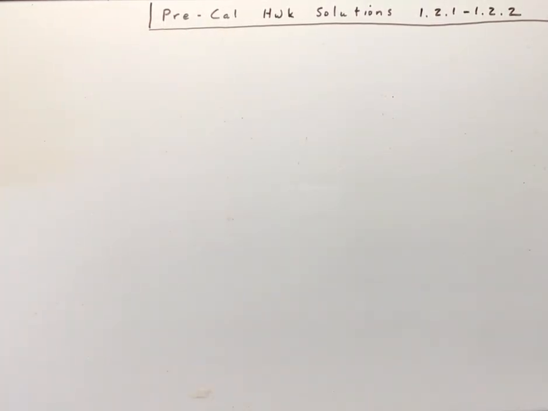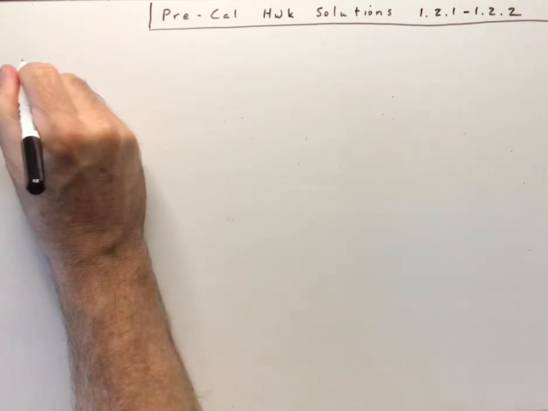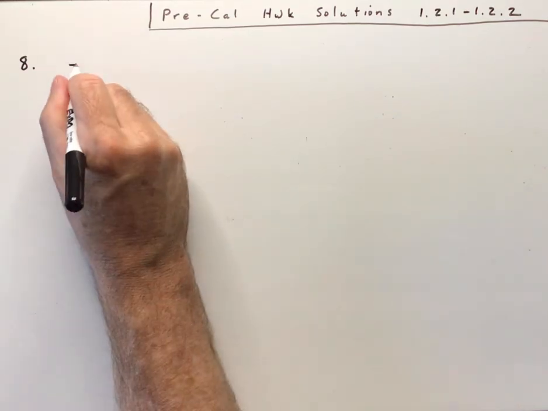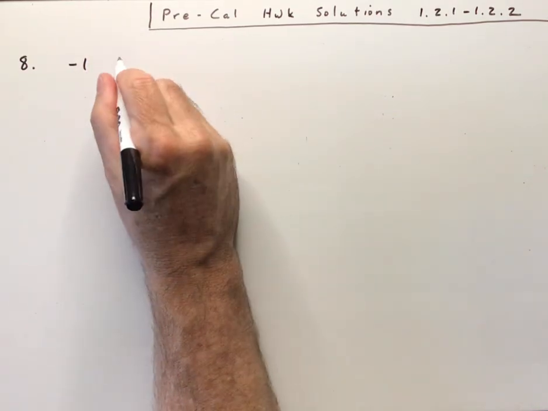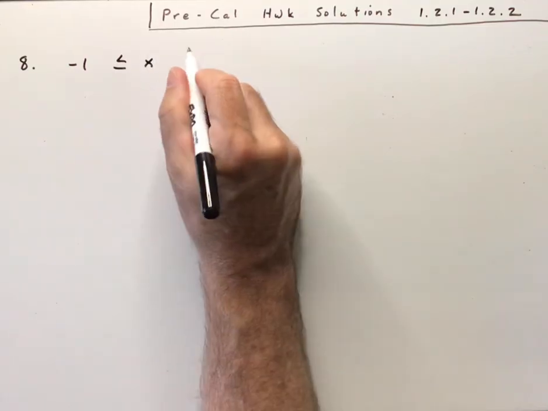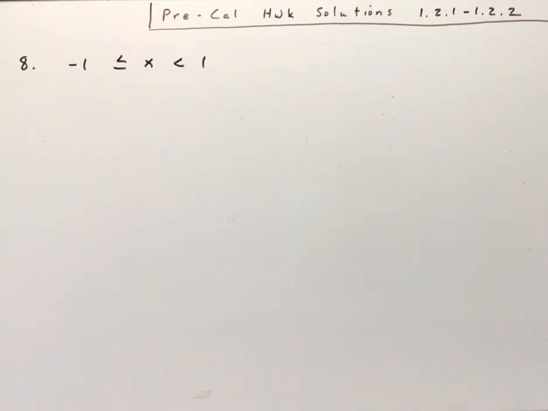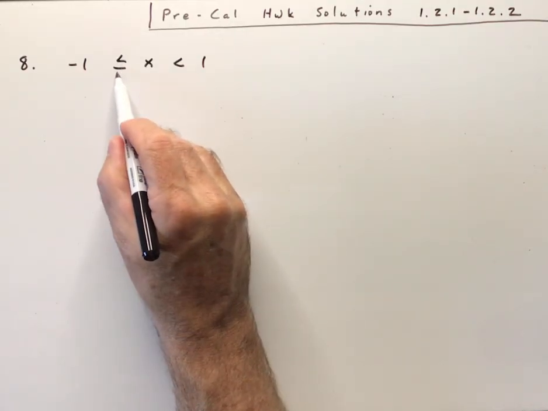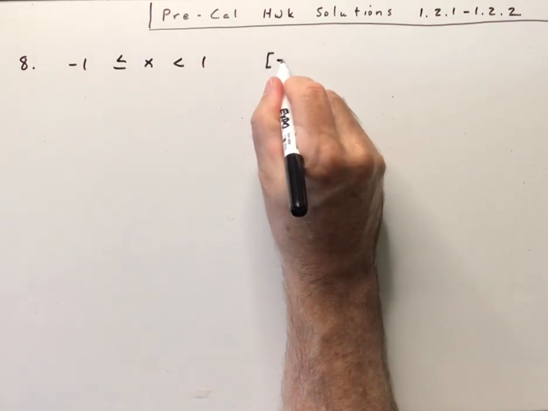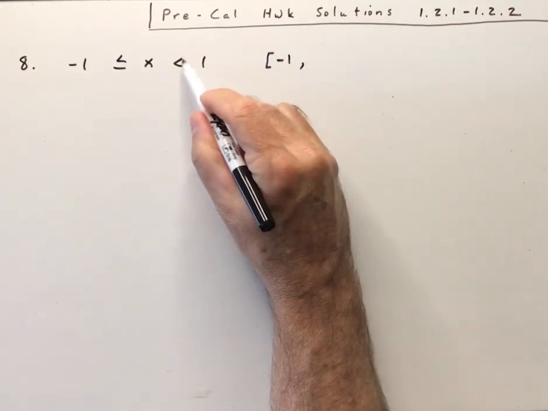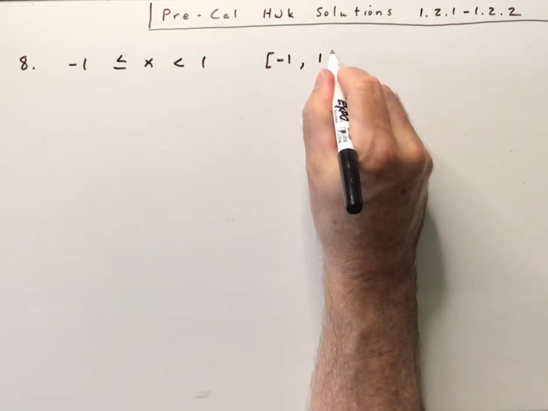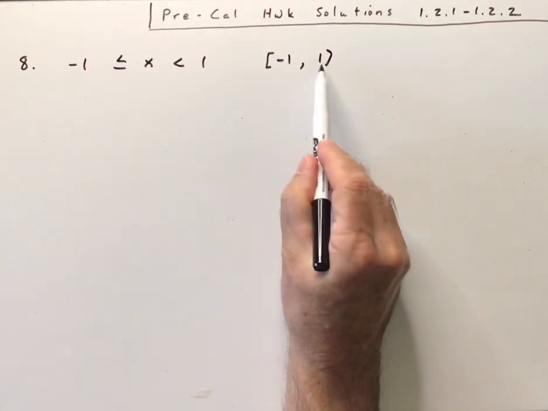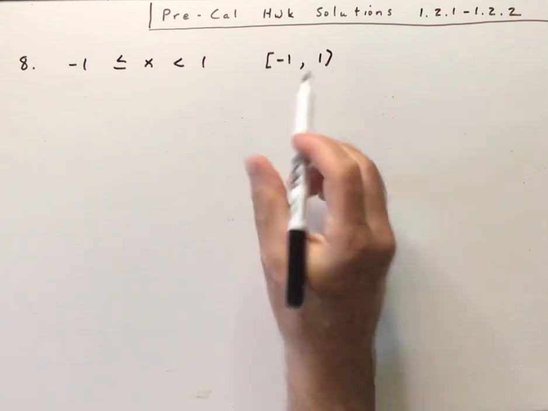So let's go to number 8. We want to express the inequality negative 1 less than or equal to x less than 1 using interval notation. Okay, these are a little bit easier to think about. It's less than or equal to, so we're going to have a bracket on the left with a negative 1, and then just less than 1. Just remember the smaller number has to go on the left, the bigger number on the right, and we're going to use a parenthesis.